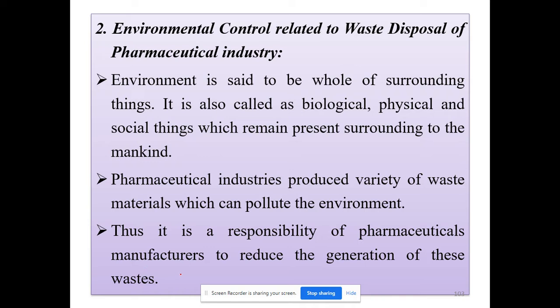What I want to explain. Thus, it is a responsibility of the pharmaceutical manufacturers that we have to reduce the generation of this particular waste in order to protect our environment, in order to protect our atmosphere. Understand, student? So, this was the second point which I am going to teach you in concern of environmental control. That is the environmental control related to the waste disposal of the pharmaceutical industry.